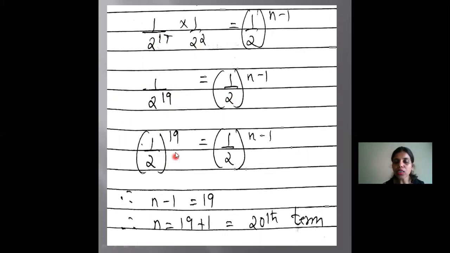So now this 1 upon 2 whole raised to 19 is equal to half raised to n minus 1. So as bases are same, indices become same. So n minus 1 is equal to 19. Now when you take this negative 1 to the other side, it becomes 19 plus 1, that is equal to 20. So now you got n is equal to 20th term. Okay, I hope till here it's clear, children. Okay, now we go to the next question.